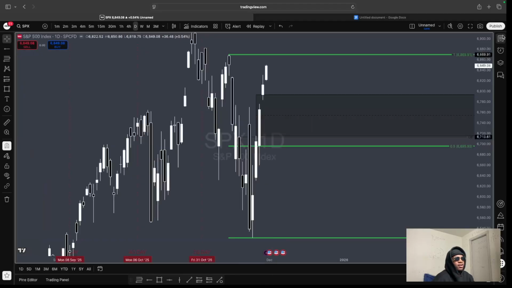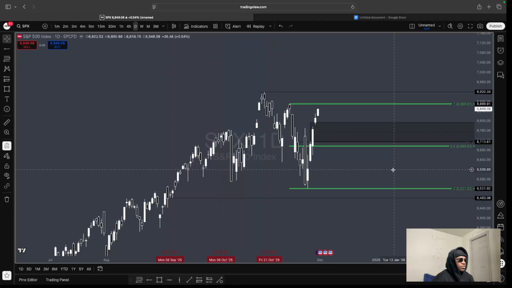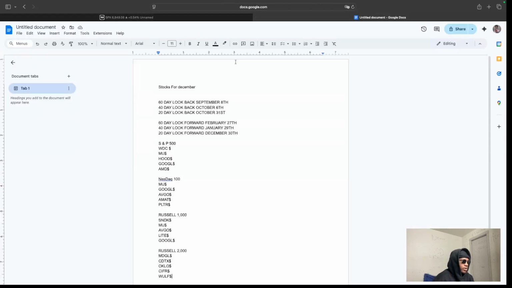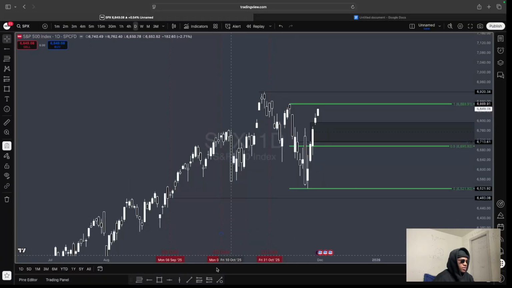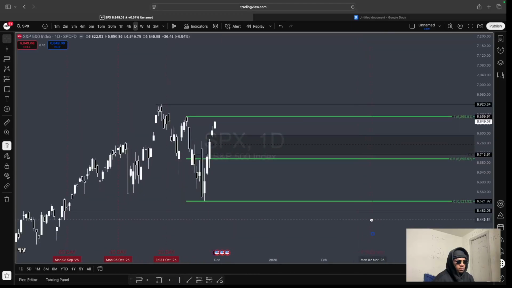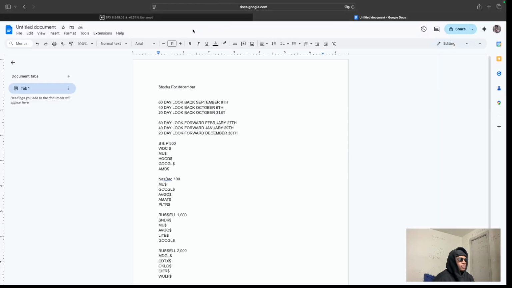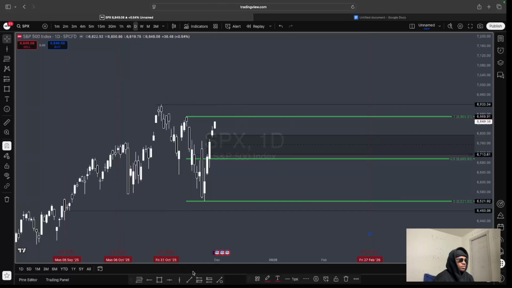All right. After I got all of these down, now I'm gonna do the look forward. Going back to it, what's the look forward? Look forward February 27th, the 60-day look forward. Boom. 40-day, January 29th.